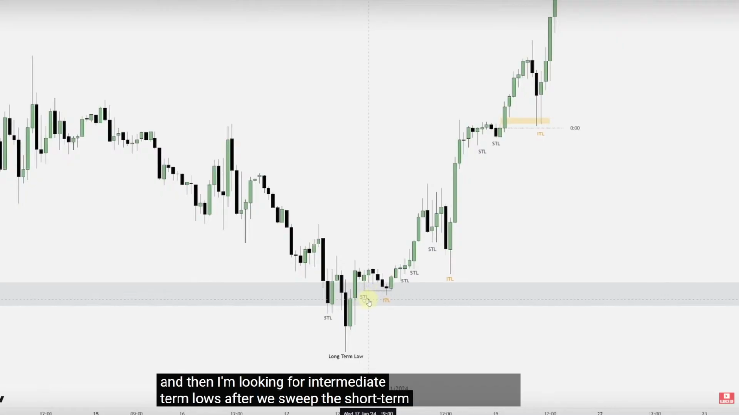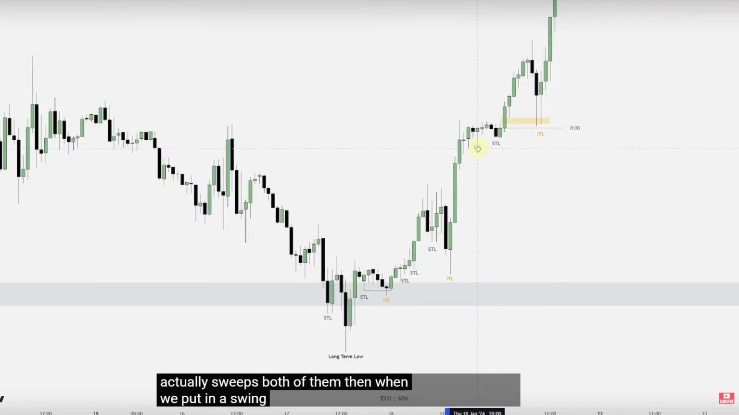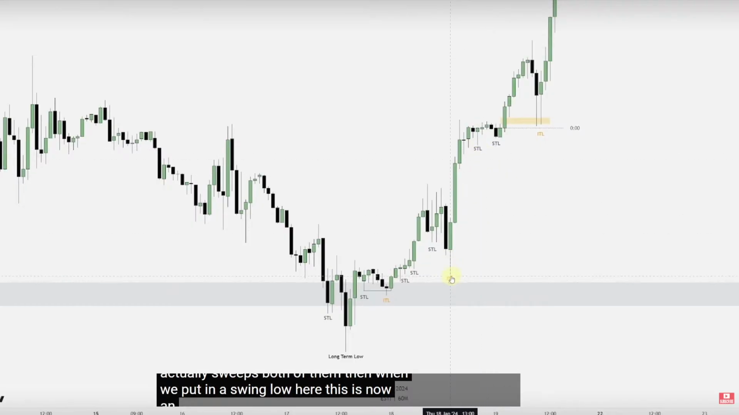After we sweep this short-term low, I'm anticipating this to become an intermediate term low, and that is confirmed when we create a short-term low on the right side. We then make another little short-term low, another short-term low, waiting for one of these to be swept. And you can see this low actually sweeps both of them. Then when we put in a swing low here, this is now an intermediate term low.